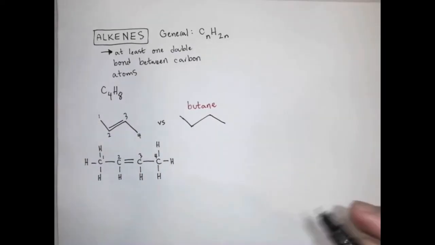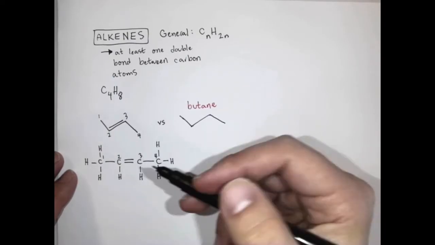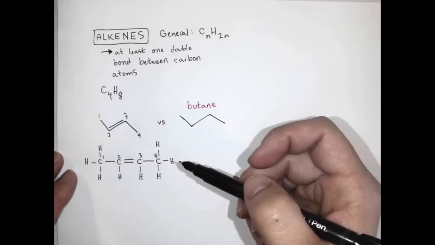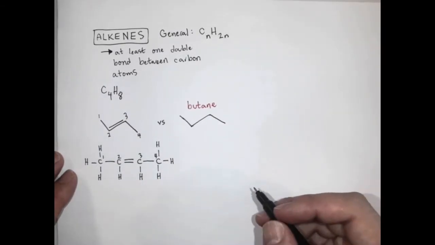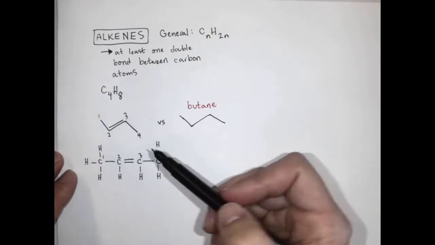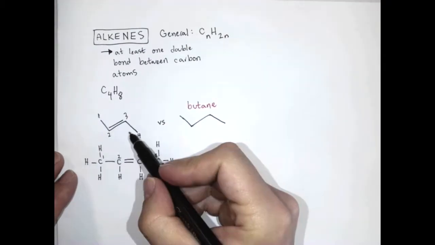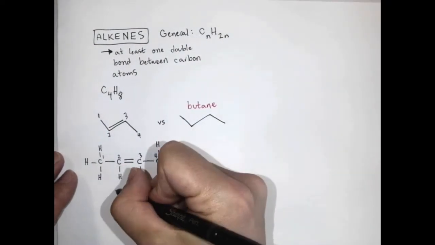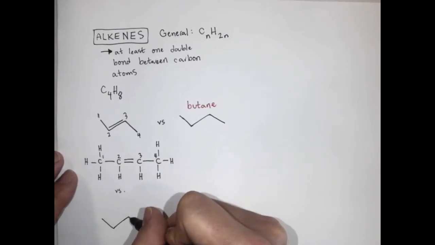So the double bond occurs between carbon 2 and carbon 3. Now, once we start working with alkenes, we need to be careful about where the double bond occurs, and we need to use the numbering system to indicate where the double bond starts. So I'm going to contrast this molecule here with a very similar one, but it's different.